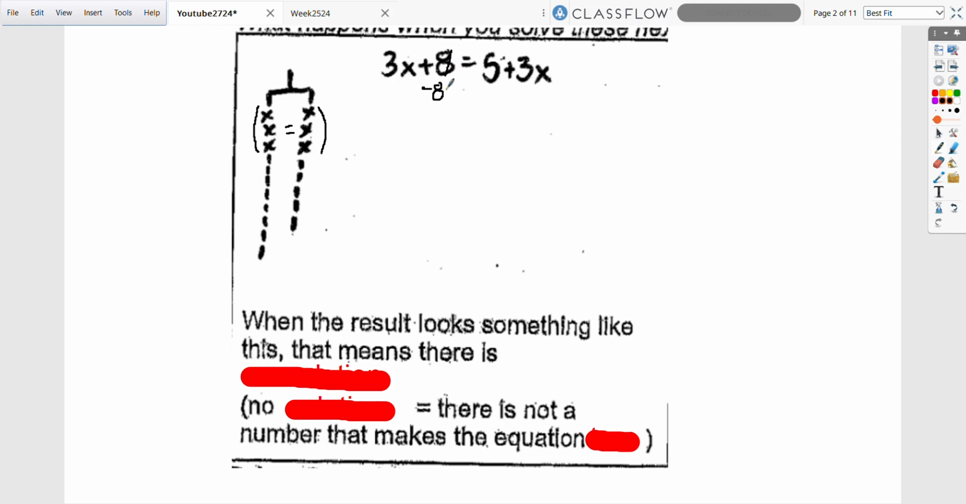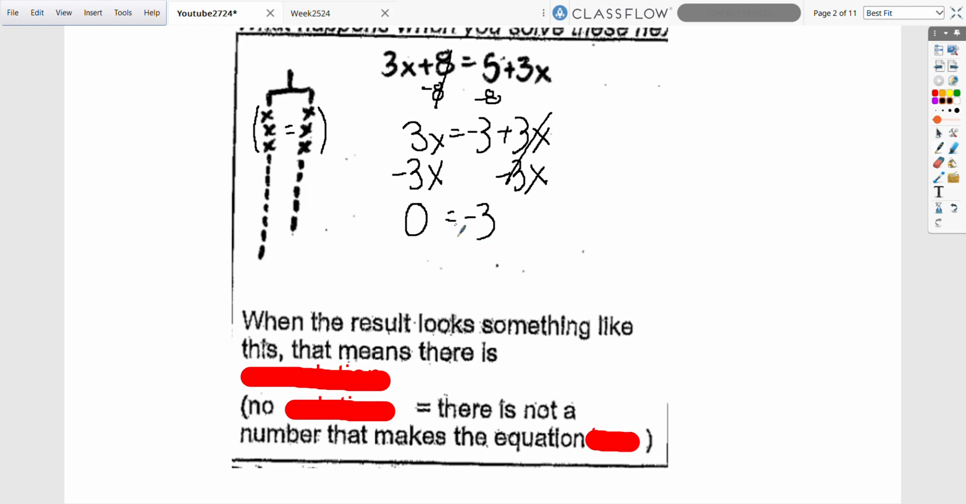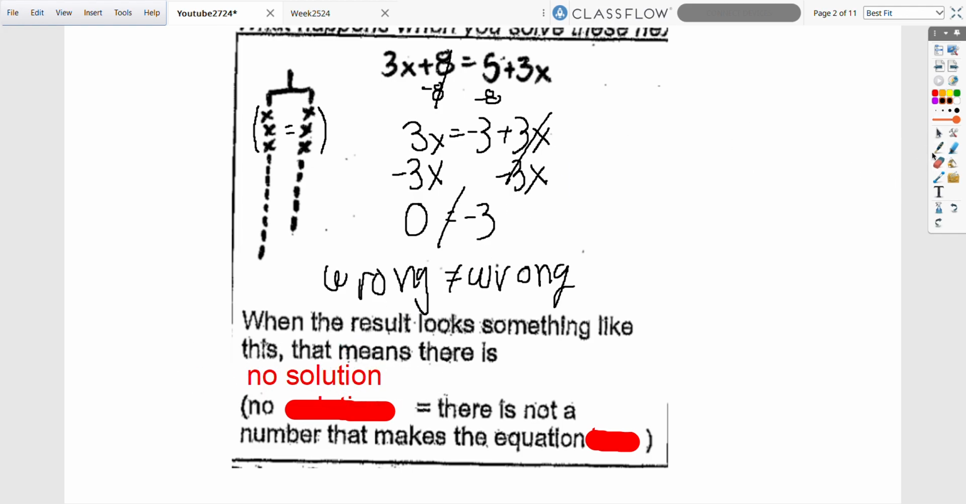Subtract 8 both sides, subtract 8. We get 3x equals negative 3 plus 3x. When we had variables here, we subtracted this one to the other side. And so we end up getting 3x minus 3x, which is 0, equals negative 3. So that's obviously not true, right? And when you get something like this that's just a wrong statement, this is literally incorrect. What this means is that there actually is not an answer, okay?